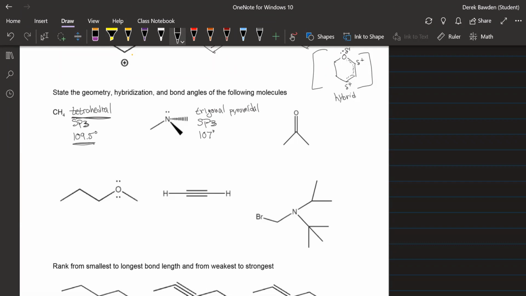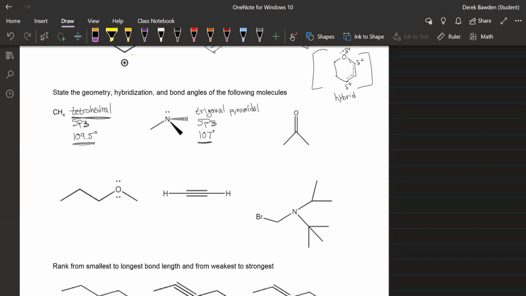Now, how to remember this one based off of our tetrahedral? If you have 1 set of lone pairs, how many electrons in a lone pair? 2. So we have 2 electrons around the nitrogen. 109 minus 2 gives you 107. So you've got 2 electrons around that nitrogen that are not bonded to anything. 109 minus 2 is 107. A little trick there.